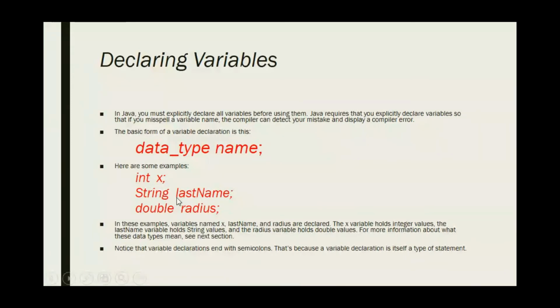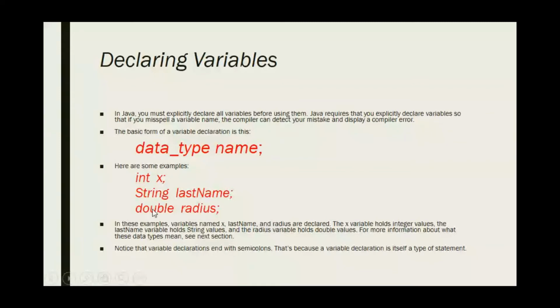You see, is it following the rule? Is it starting with an alphabet? Yes, it's starting with an alphabet. So I have also another example, double radius. So I have three examples of variables declared in different data types. The variable x is declared in integer data type. Last name is declared with string data type. And this is the name of the variable, radius, and its data type is double.